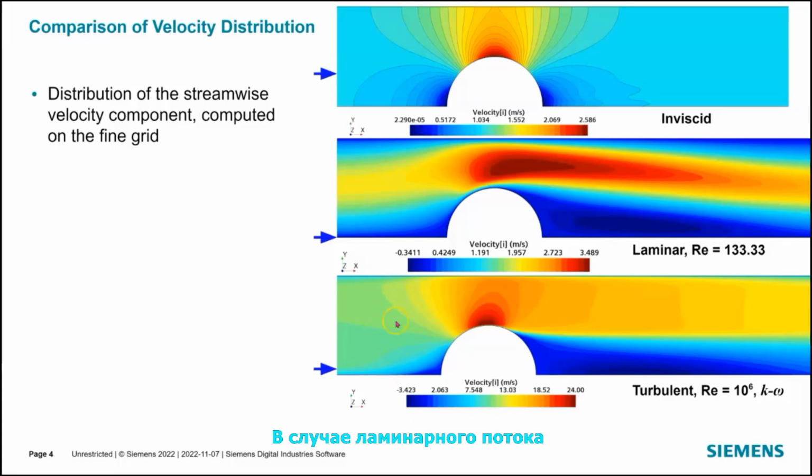In the case of laminar flow, the maximum velocity is about 2.62 times larger than the mean velocity. For inviscid flow, it is about 2.59 times larger, and for the turbulent flow, it is about 2.4 times larger.